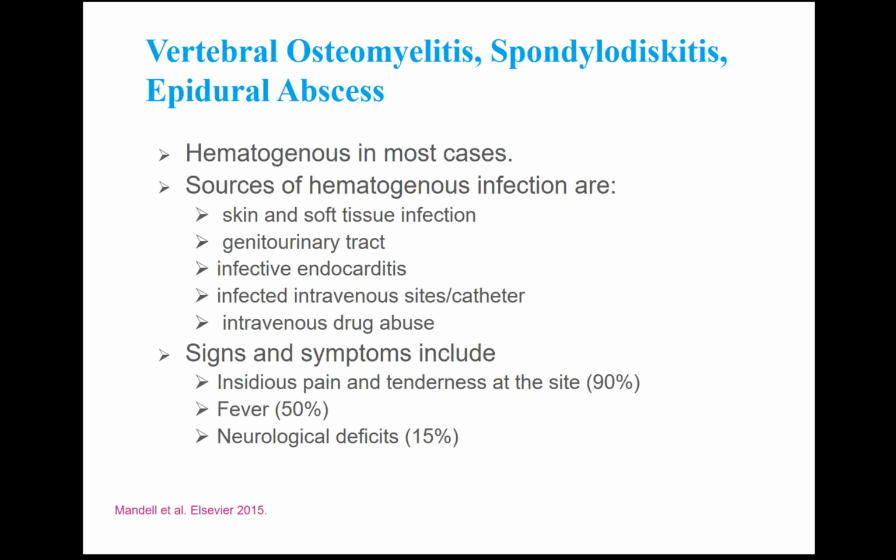Okay, so for the most part, for vertebral osteomyelitis, spondylodiscitis, or epidural abscesses, the hematogenous route is the most common, right? And again, it could be coming from a skin and soft tissue infection somewhere, in the case of Staph aureus, or the GI tract, when you get E. coli, right? When you have infective endocarditis, especially in someone who's an intravenous drug user, then you will get hematogenous spread of Pseudomonas, or potentially even, definitely Staph is always there. And then infected intravenous sites or catheters.